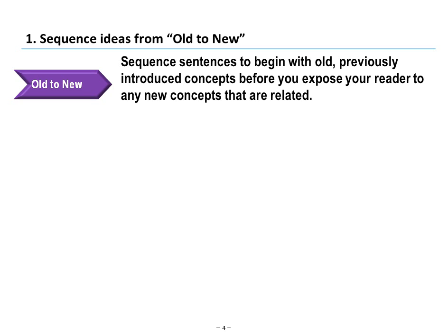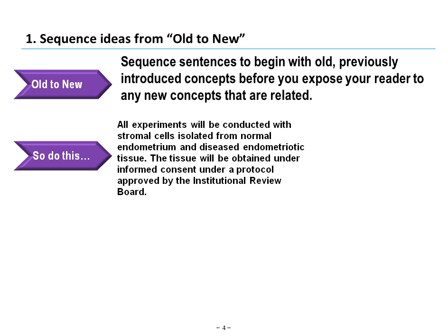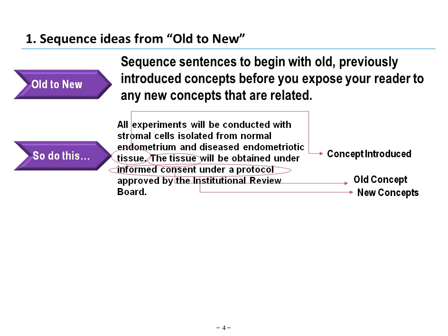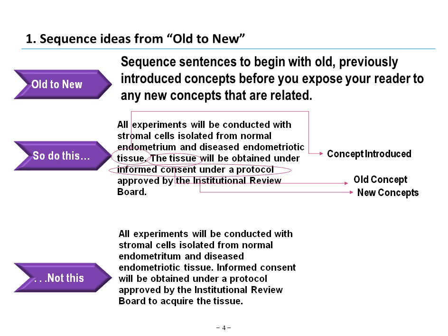Now, when we mean sequence ideas from old to new, we want to begin with old, previously introduced concepts before you expose your reader to any new concepts that are related. Let's take a look at an example. All experiments will be conducted with stromal cells isolated from normal endometrium and disease endometriotic tissue. The tissue will be obtained under informed consent under a protocol approved by the Institutional Review Board. So first we introduce the concept of tissue. Then, that old concept begins the new sentence before we introduce the new concept of informed consent. This is the process of linking old to new.